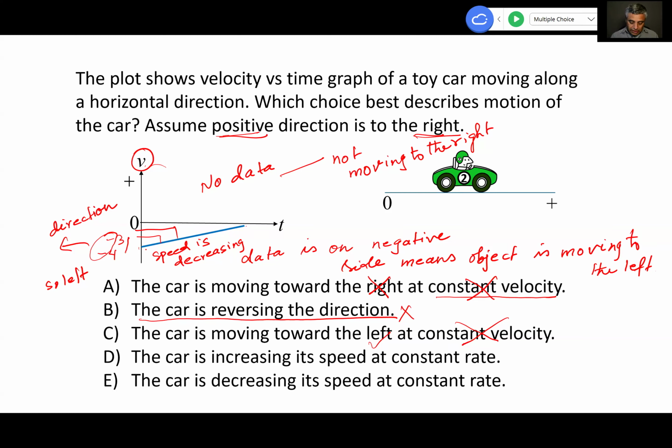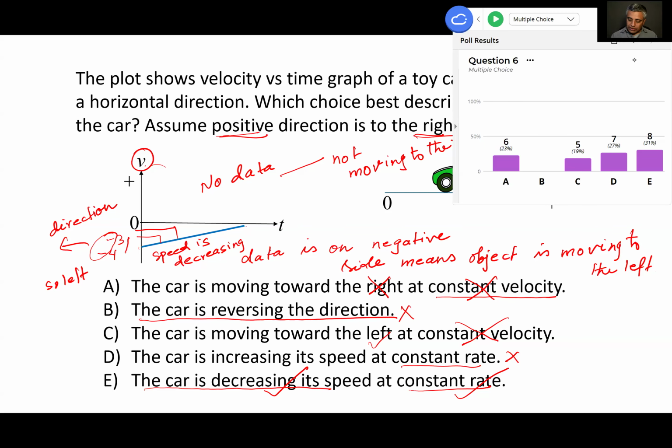Yes, it's not increasing, it's decreasing. Is the rate constant? Yeah, it looks like the rate is constant, because rate means slope, and the slope is constant here. But it's not increasing, rather it's decreasing. So the car is decreasing its speed at a constant rate. That's correct, and it is moving to the left, actually. So E is the correct answer in this case.